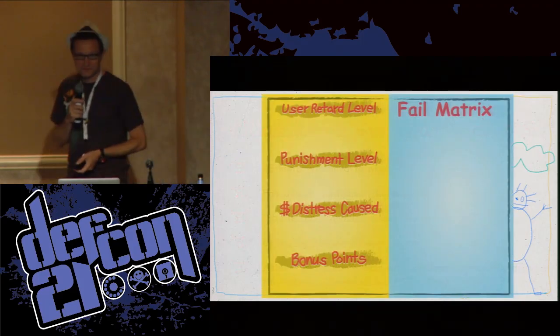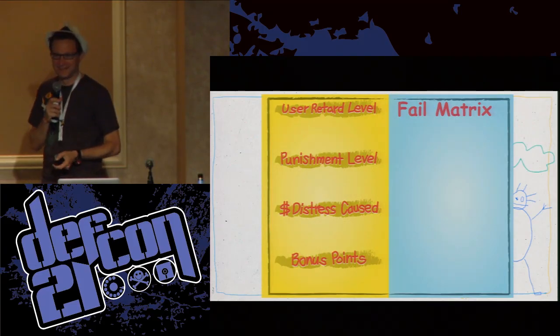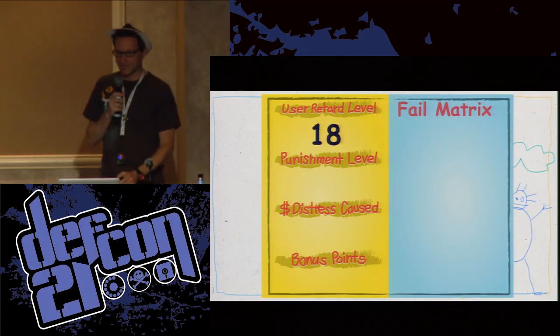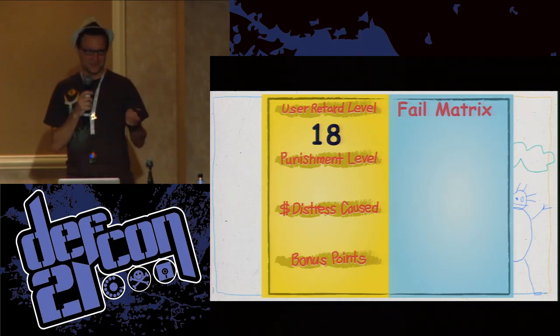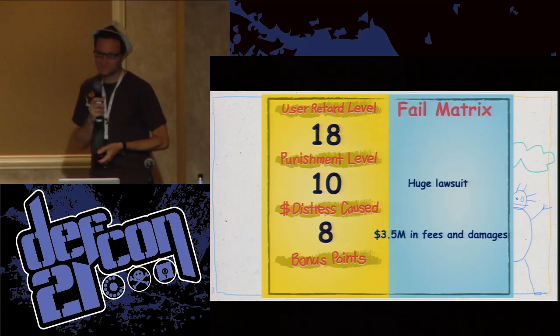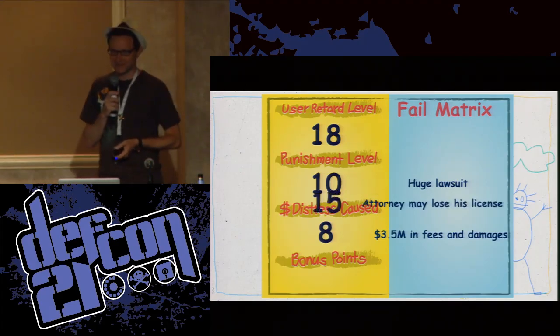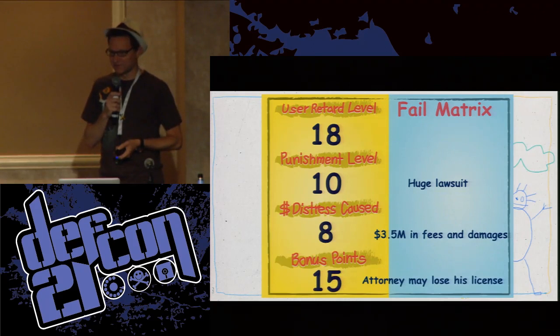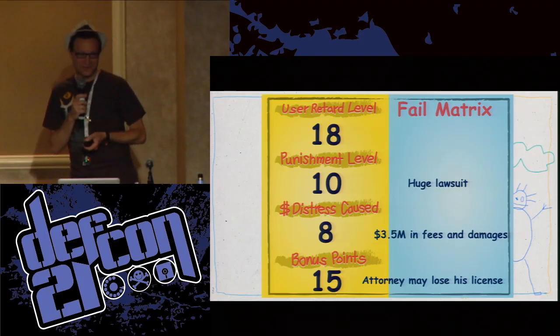So, in this case? Well, let's look at the fail matrix. The user fail level is pretty damn high in this one. We got fails on the attorney's part and also on the ex-sales guy. Huge lawsuit. $3.5 million in fees and damages, which our client all got back, basically. And 15 bonus points: the attorney might lose his license in this one. He hasn't yet. We don't know. We don't track that kind of stuff.